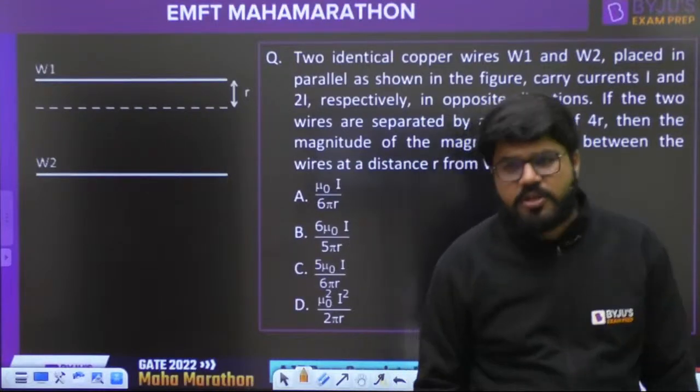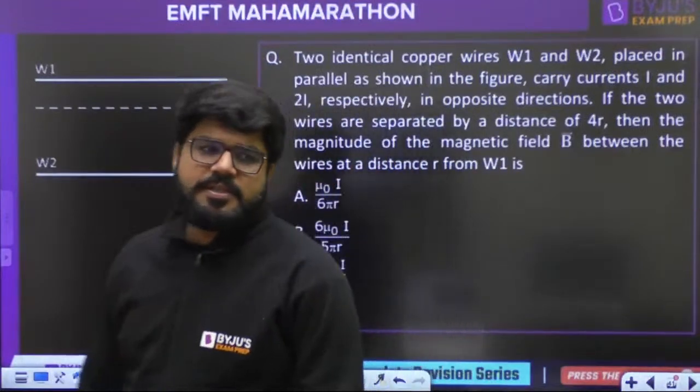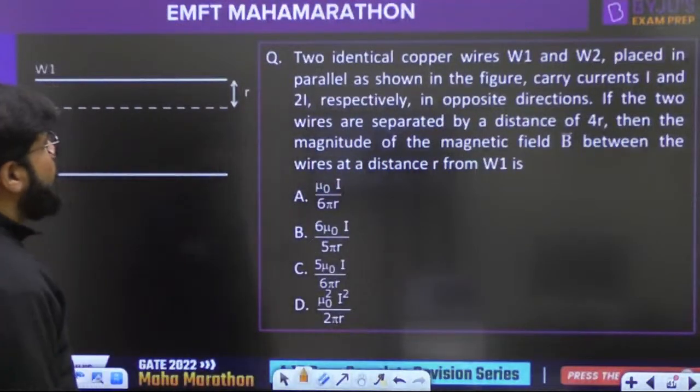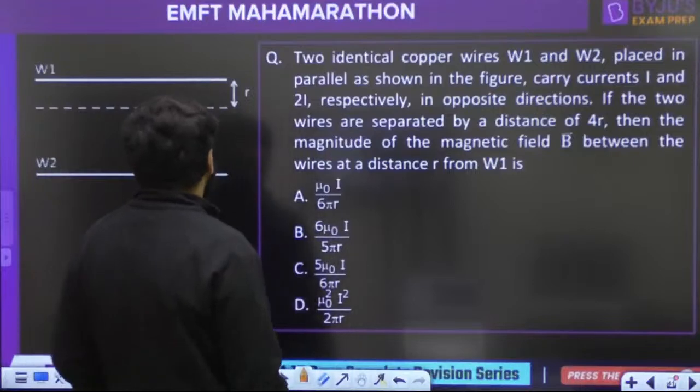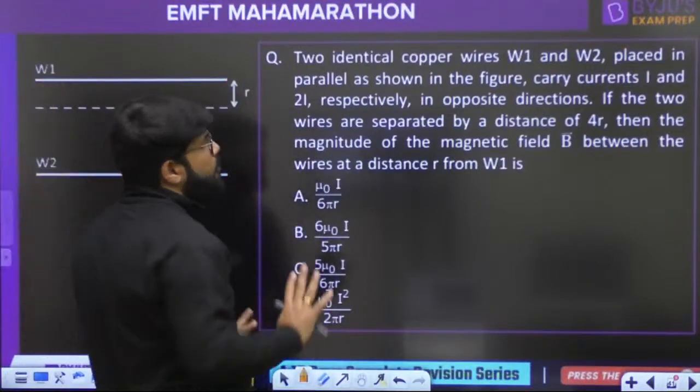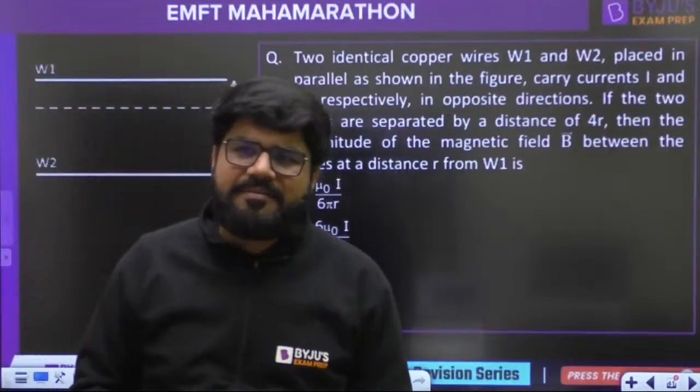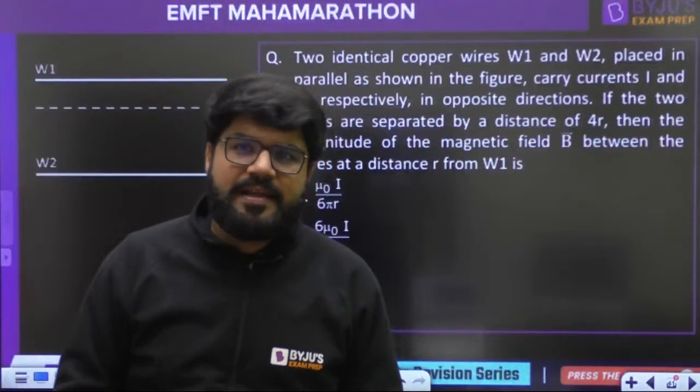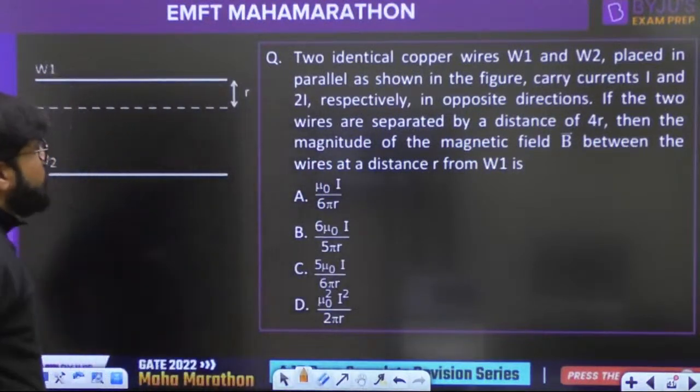Yes guys, chalo. Let's see this. Two identical copper wires. Once again, length is not mentioned. There are two identical copper wires. Length not mentioned means by default long length, infinite length. The wires are W1, W2.